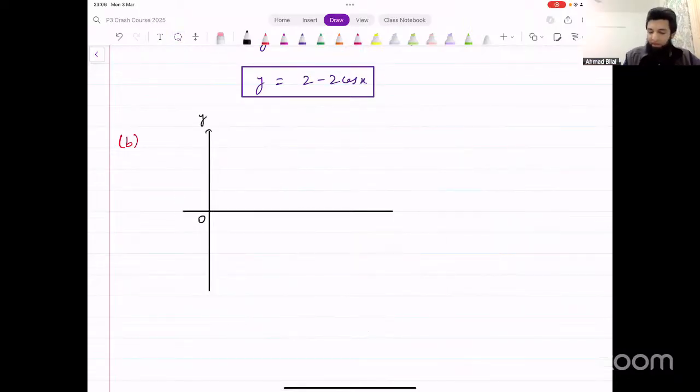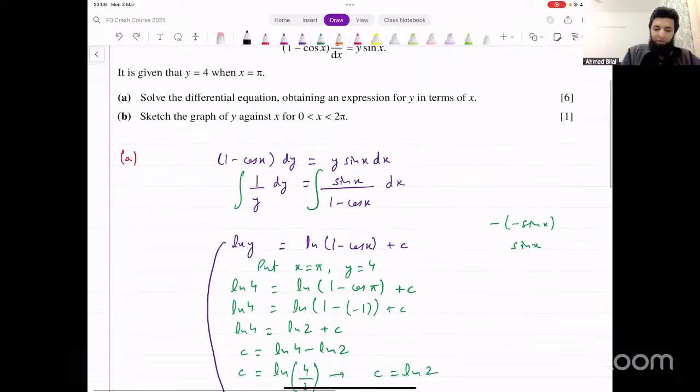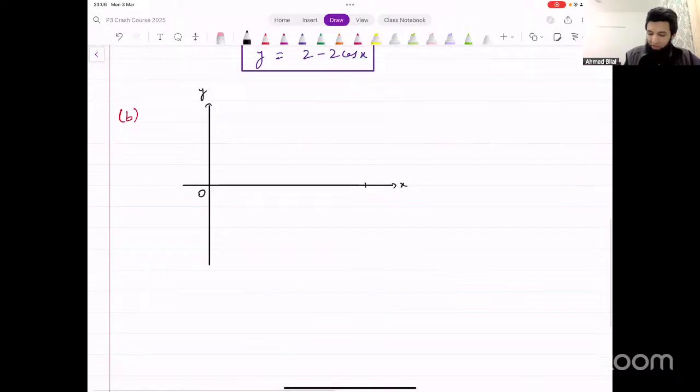This is the y-axis, this is the x-axis. We need to draw the graph from 0 to 2 pi. So we start at 0, end at 2 pi. Let's break it down. You have pi here, you have pi over 2, and then pi over 2 times 3, that's 3 pi over 2.